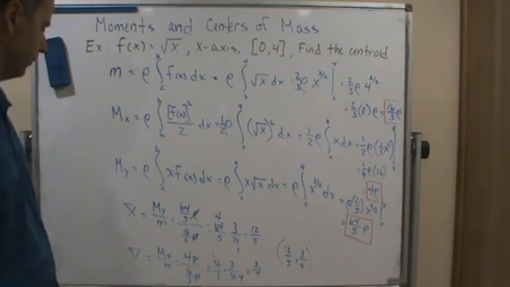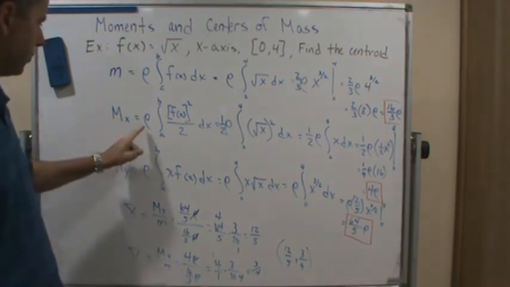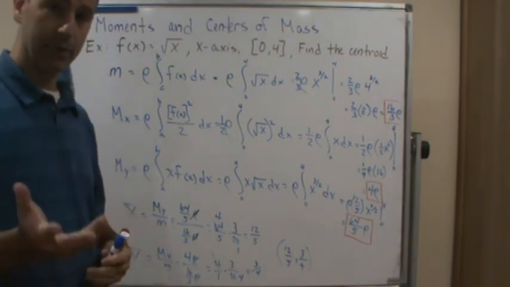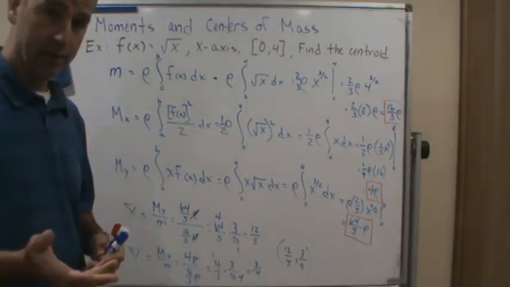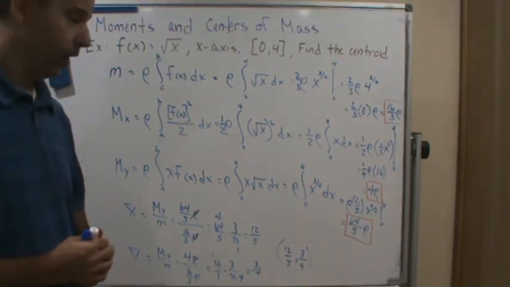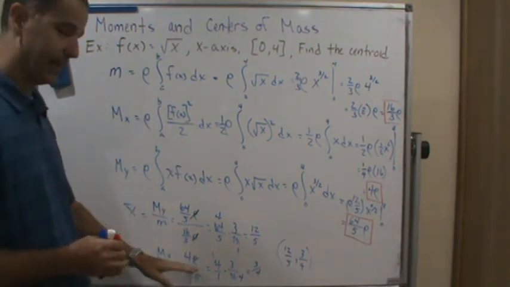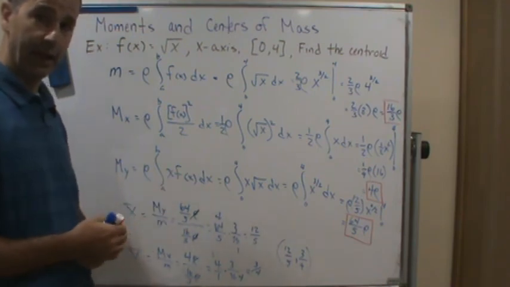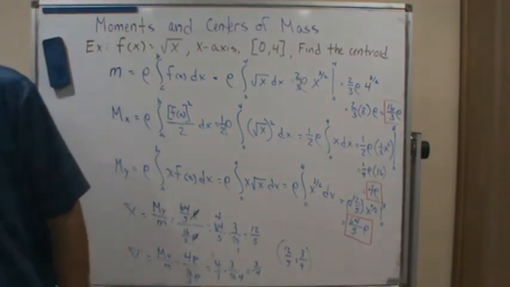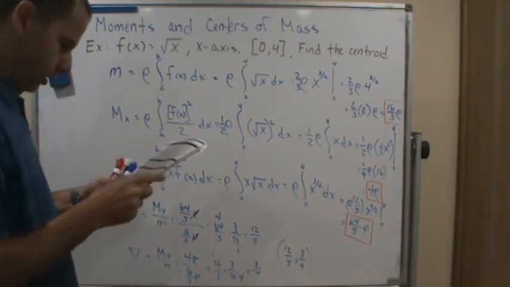Okay? But again, make sure you keep them in there anyway, you don't want to forget them, because what happens when we decide that we don't have constant density? Okay? So just because they cancel out at the end, always keep them in there, again, just to remember the formulas.